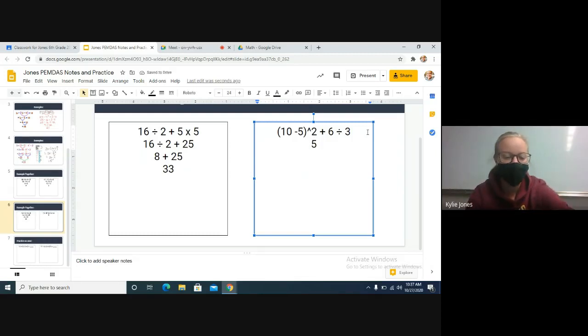And remember, when you see the caret, it means it's an exponent. You just can't type exponents easily on computers. So that's 5 to the second power, and then copy the rest down, plus 6 divided by 3. Okay, so we've done parentheses. Then we need to do what? What's next?